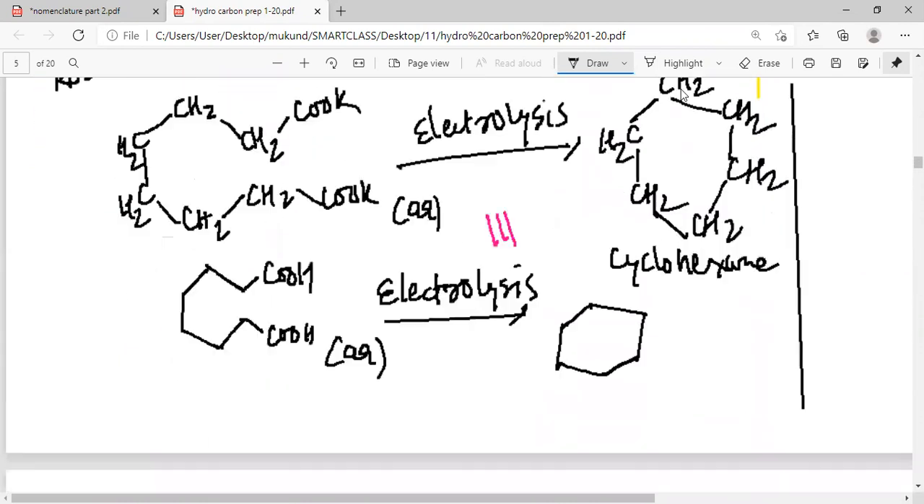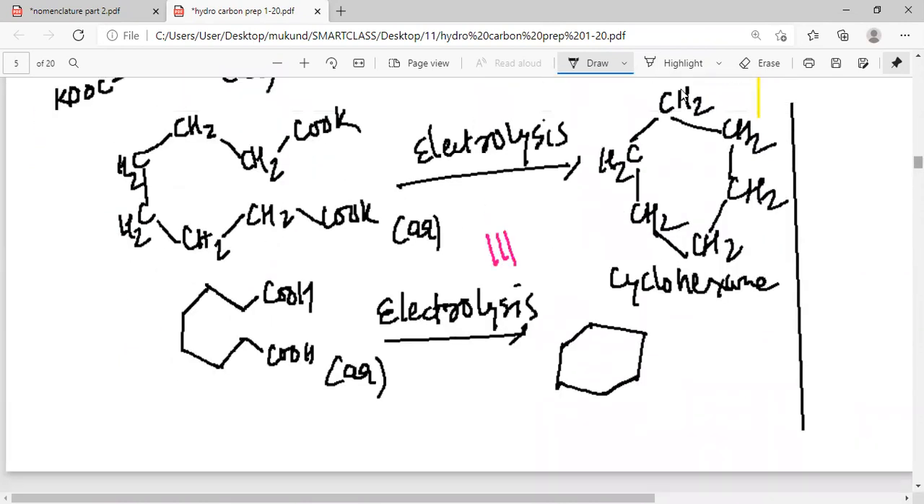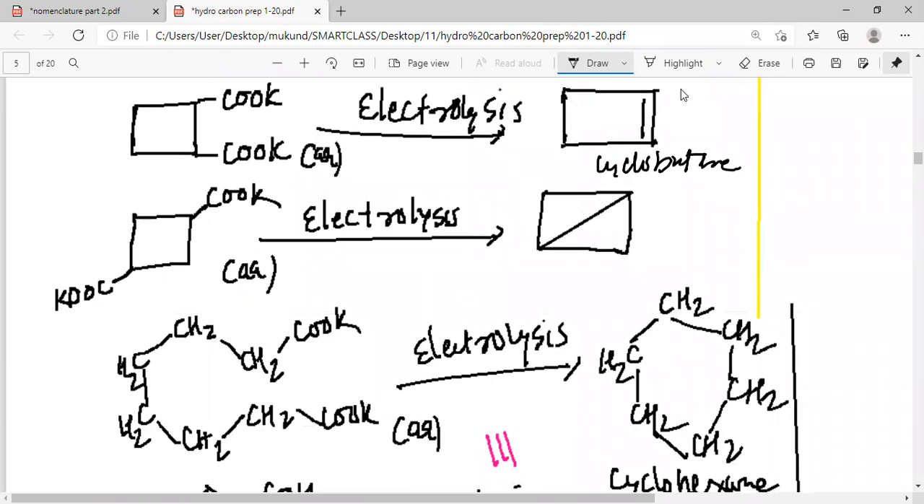If the COOH groups are bonded to opposite carbons, let us say this is the first carbon and this is the third carbon, so the 1,3-dicarboxylic acid of cyclobutane, then we can see that there is a bond formed, a bridge bond formed between the first carbon and the third carbon of the cyclobutane.